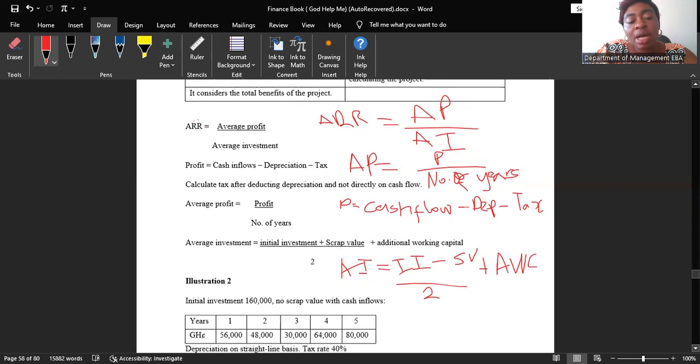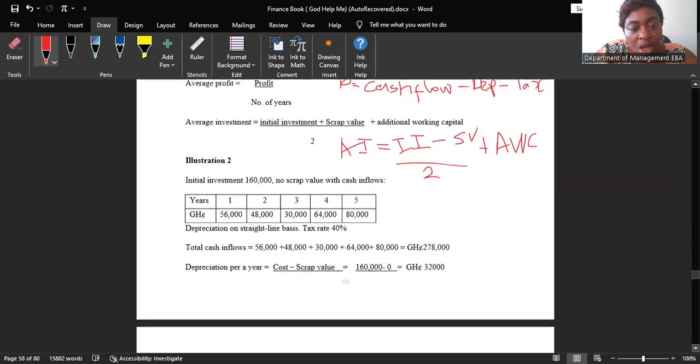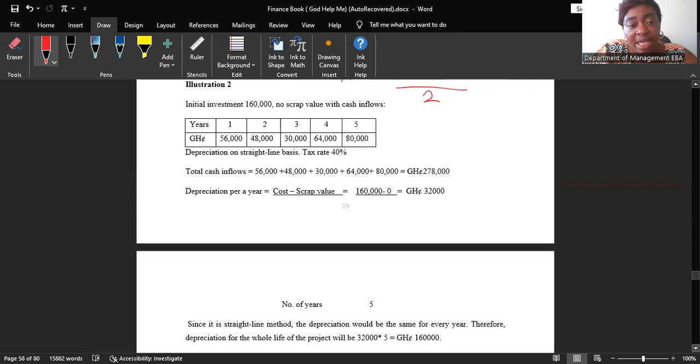So let's go to solving a question, illustration 2. Under illustration 2, the initial investment is 160,000 Ghana cedi. We are in Ghana, so it's Ghana cedi. There is no scrap value. These are the cash flows. The lifespan of the investment is 5 years. The first year generated 56,000. The second year generated 48,000.